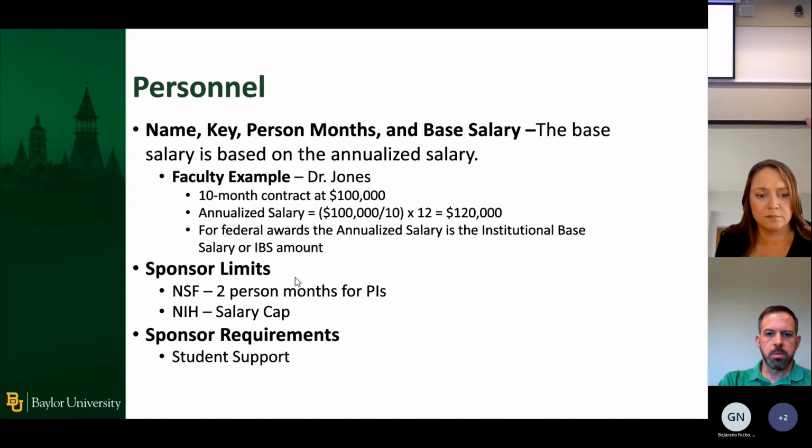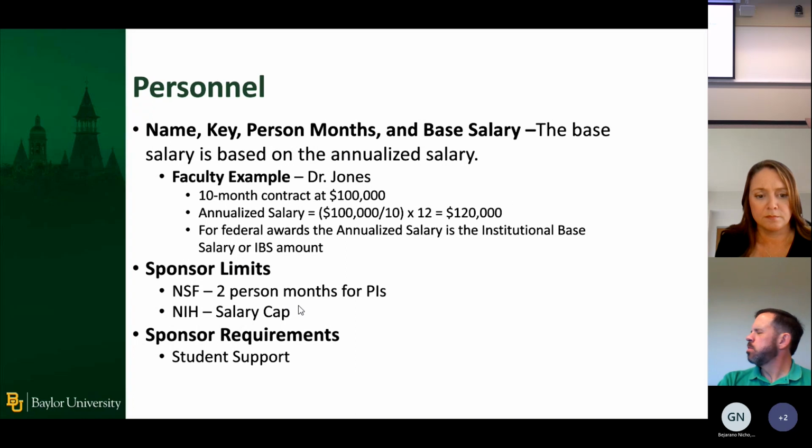NSF limits you to 2-person months for PIs, and that is across all of your projects. So if you have 2 projects or 5 projects, you're only allowed to have 2-person months unless you justify the need for more. So if you have projects already that put you at 2-person months effort, and you are proposing another NSF project that's going to give you another month, you have to justify how you're going to be able to spend more than 2 months devoted to your research.